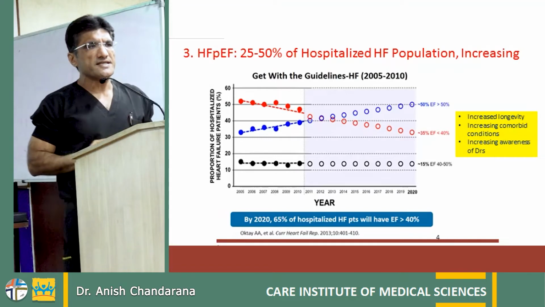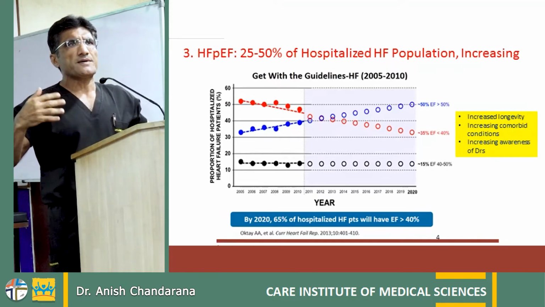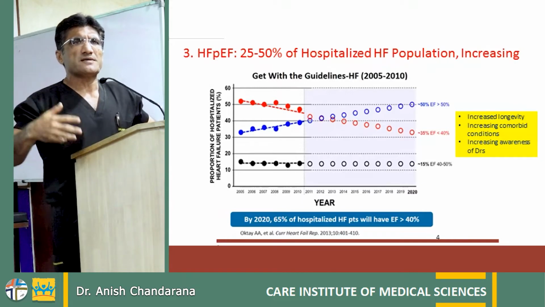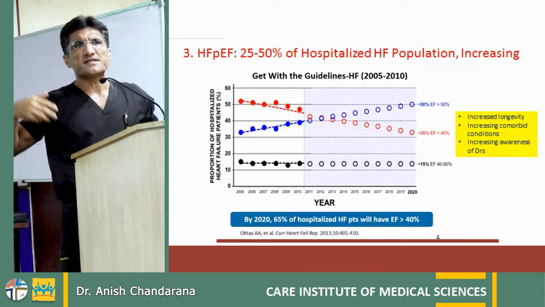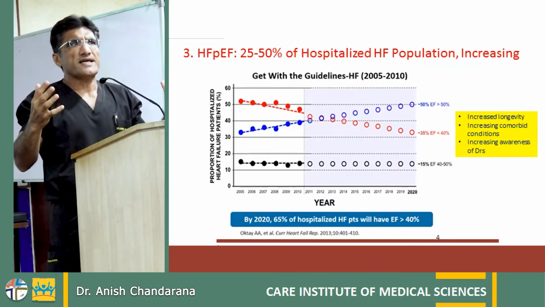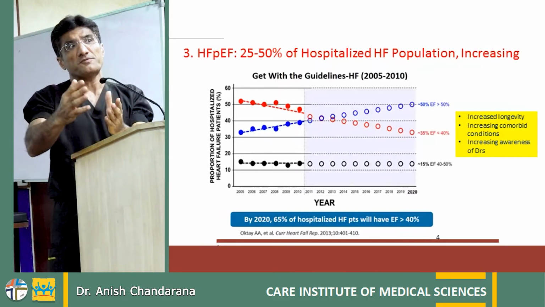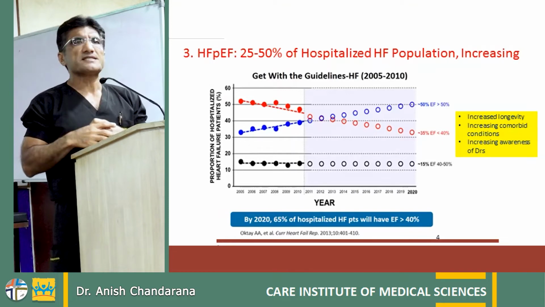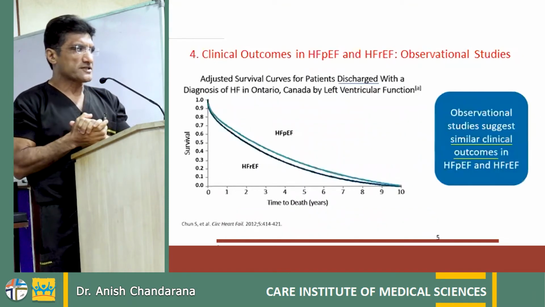Second point is increasing comorbid conditions. Each and every comorbid condition can lead to something called systemic inflammation. Say, for example, COPD, thyroid disease, obstructive sleep apnea, chronic kidney disease, chronic liver disease. So when all such diseases or one of these diseases is there, it induces a state of systemic inflammation, and that's where the chance of HFpEF increases. And third is now we doctors are more aware that such a situation exists, and that's why we diagnose that.